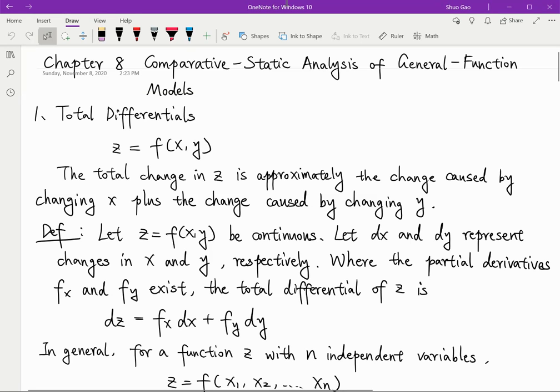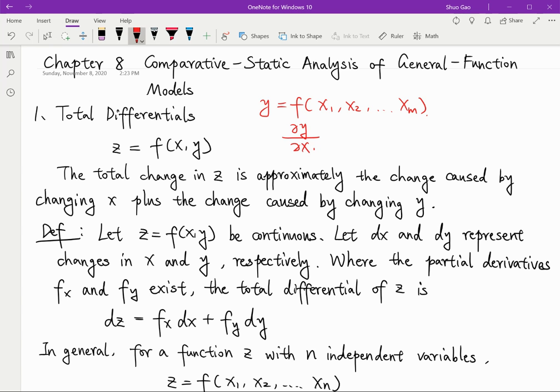Let's talk about Chapter 8, Comparative-Static Analysis of General Function Models. In the previous chapters, we talked about partial differentials. Let's look at this equation here. Suppose we have n variables, from x1 to xn, and partial differential means we just focus on, for example, x1.